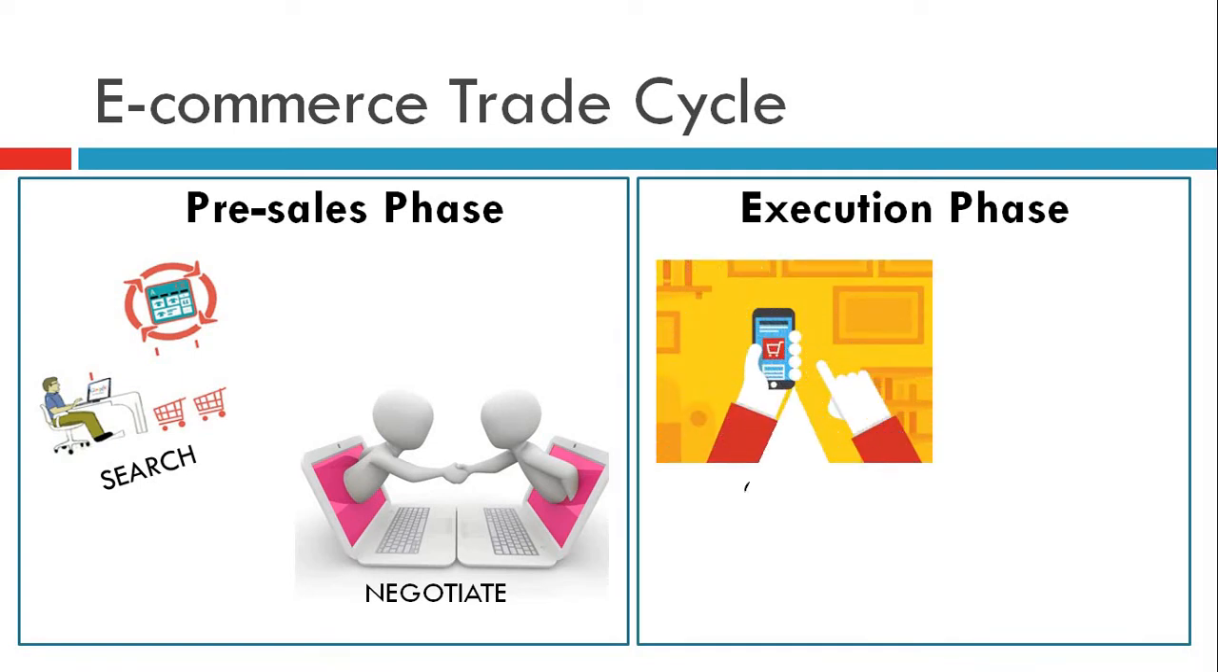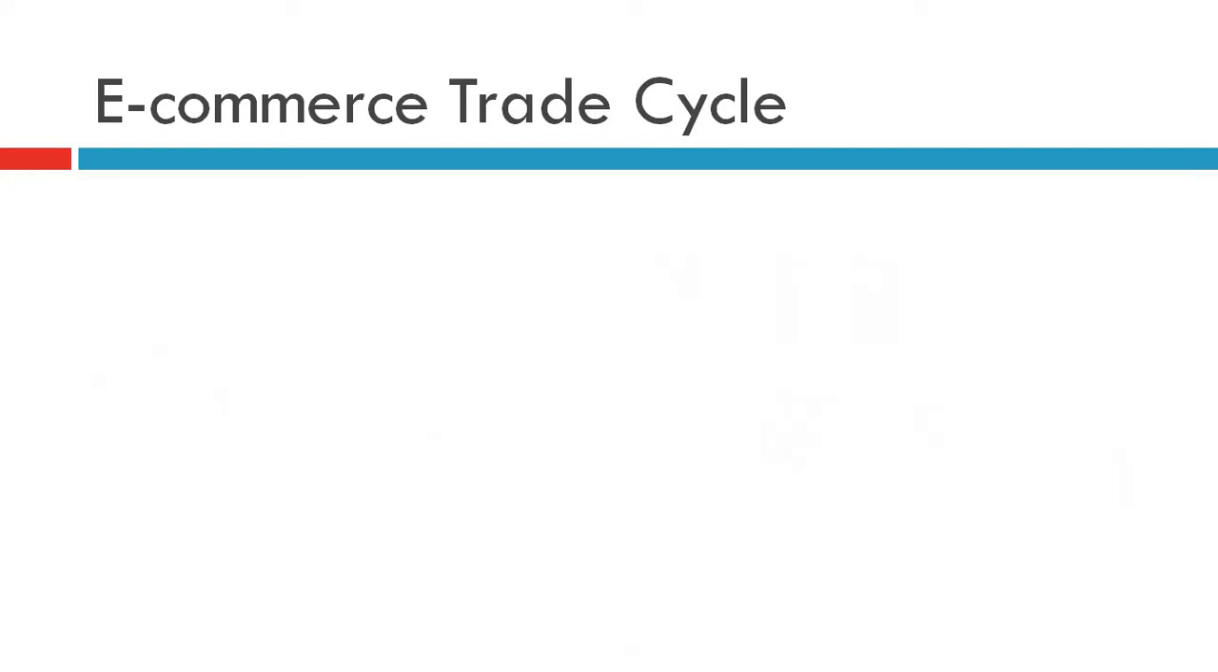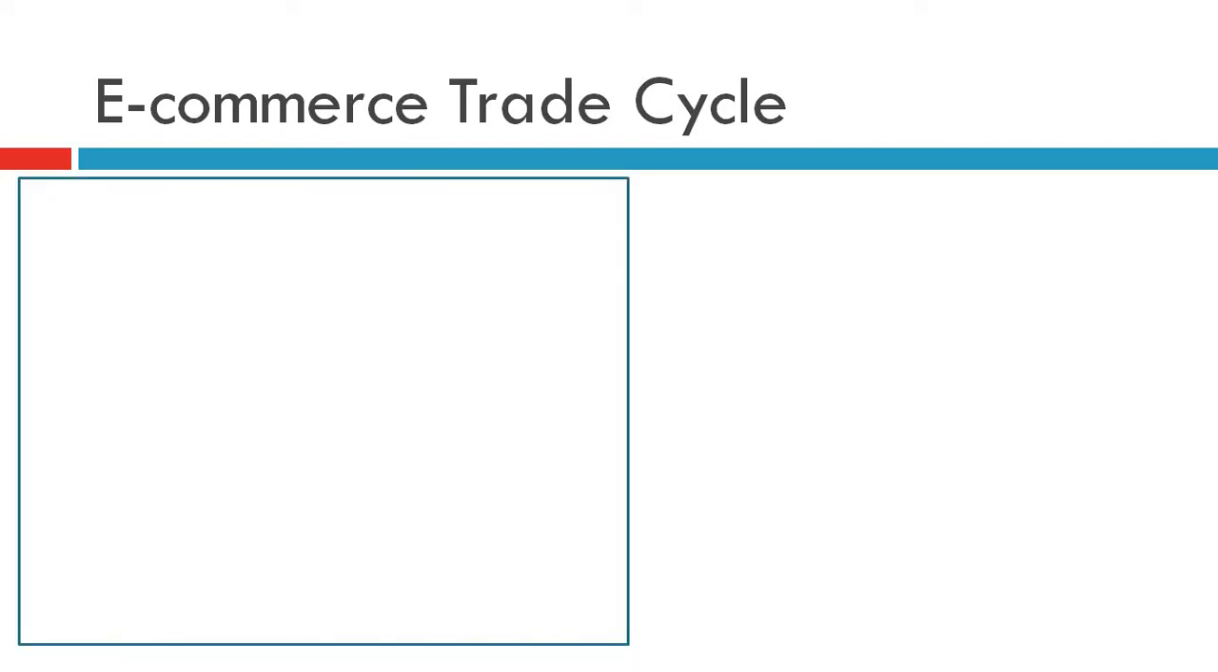The first step in execution is order. So after you have agreed with the terms, you are going to order the product. And after ordering the product, the supplier will get your order and the supplier is going to dispatch your order. And then later you will get the delivery of the product. Once the customer gets the delivery of the product, execution phase ends there.